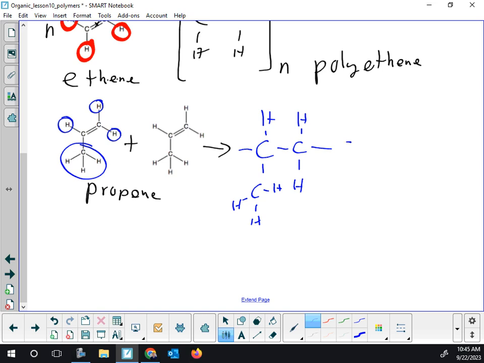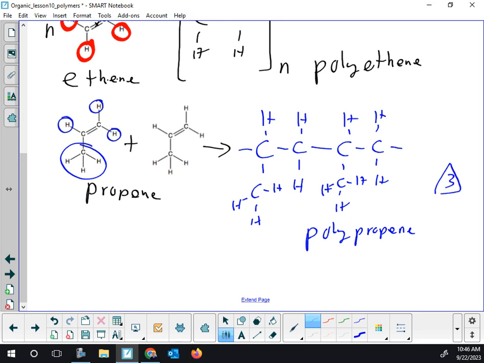I put two monomers here, so I have to repeat this twice. That's what happens when two of our units come together. Monomer makes polymer, specifically propene makes polypropene. And this is the number three plastic code.